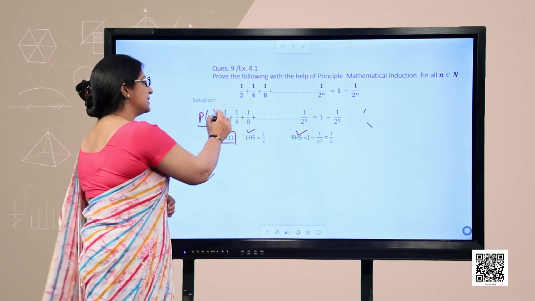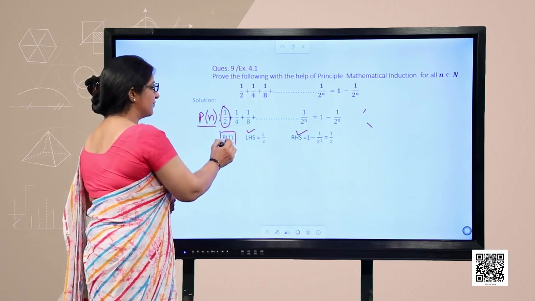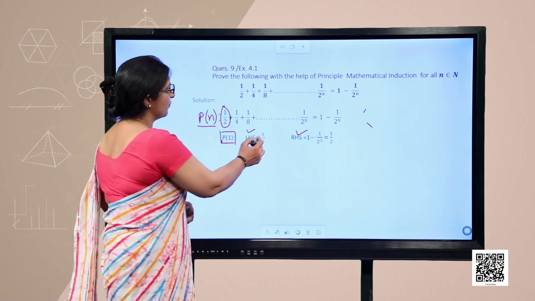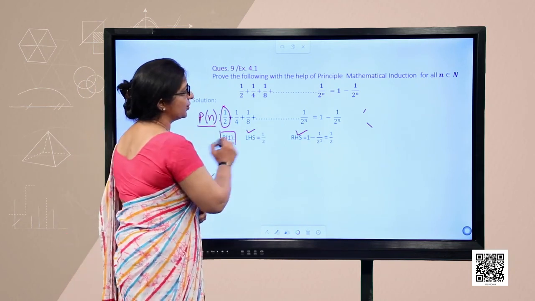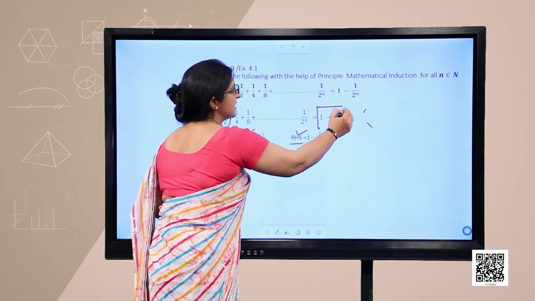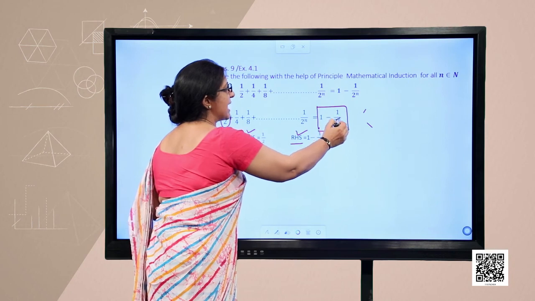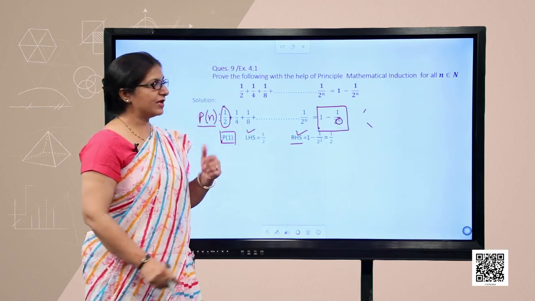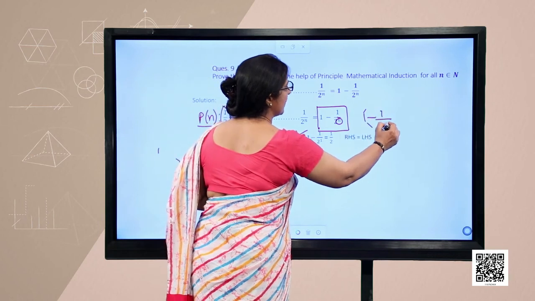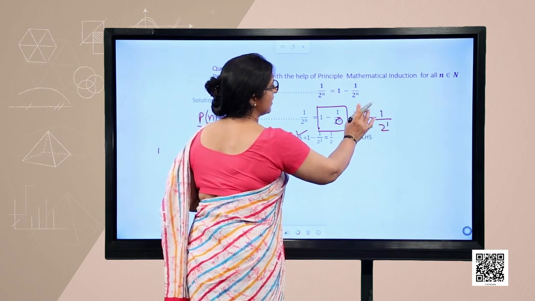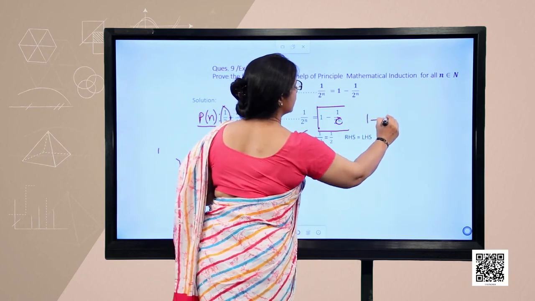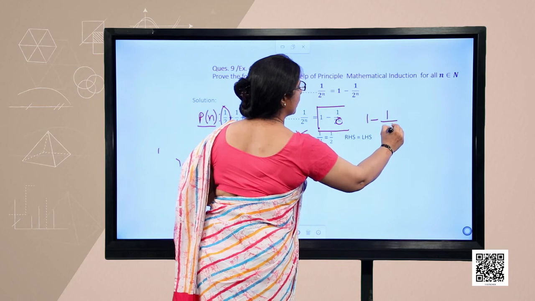Left hand side means first term. This 1 means one term. So, one term means first term. The result of the first term is 1 by 2, and while taking the right hand side, we need to replace this n by 1. When we put 1 here, we get 1 minus 1 upon 2 to the power 1.